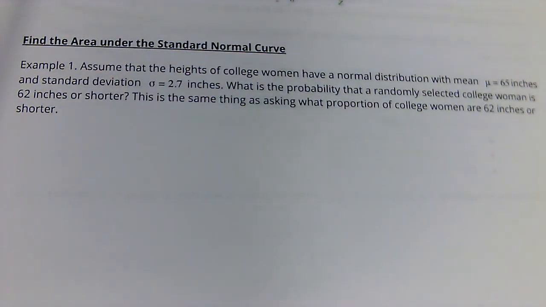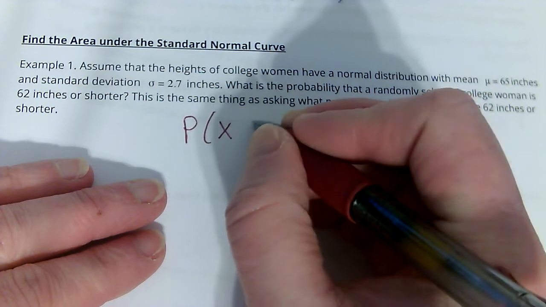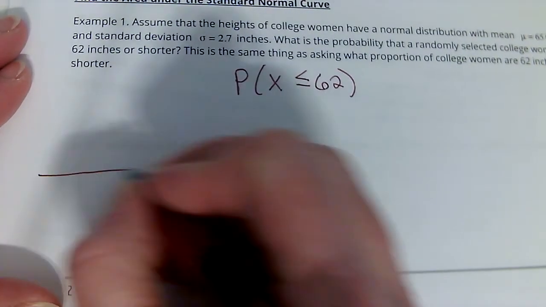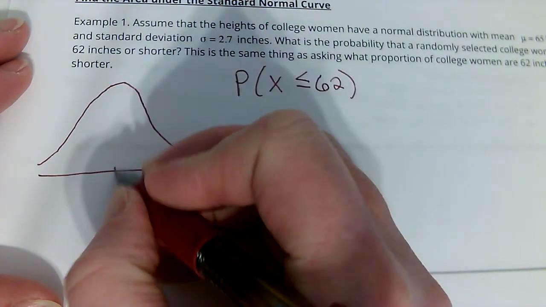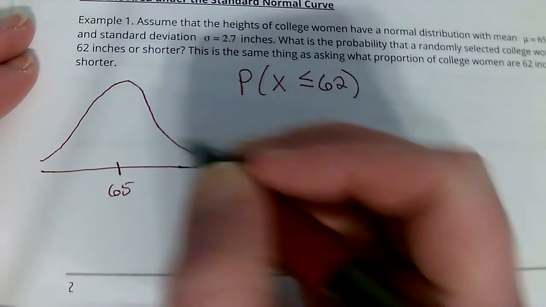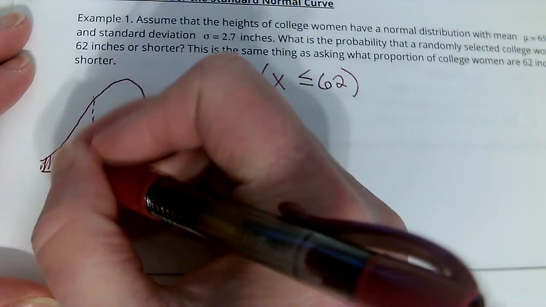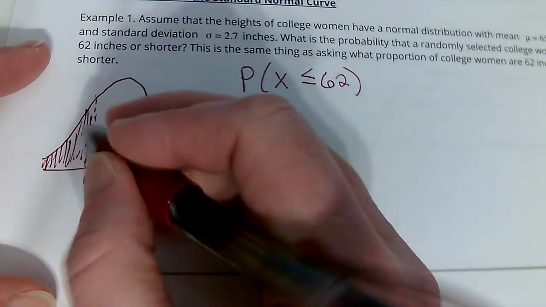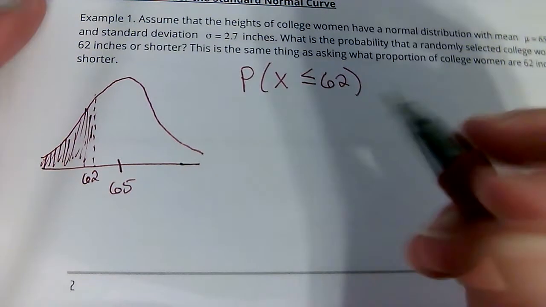So the first thing we need to do is find the z-score that goes with that. What we're trying to do is find the probability that x is less than or equal to 62. If 65 is in the middle because that's my mean, and 62 is over here, we're finding the area, all the probabilities to the left of 62, which gives me the probability of being less than 62.